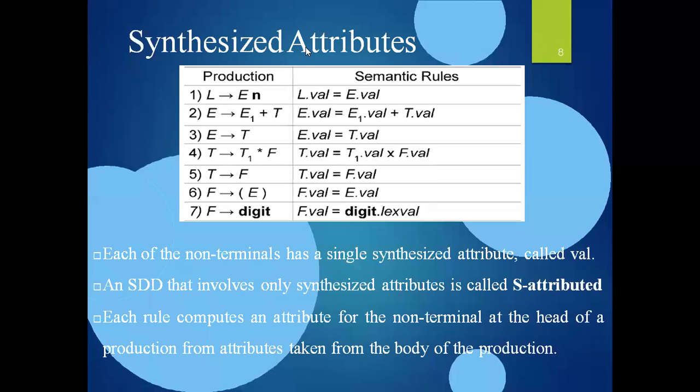So I am using an attribute like val here. Val is a type of attribute, dot val. With this attribute, I am defining the nodes. L dot val, E dot val. I am defining these with the nodes. Values of the attributes are defined here, right? And this is for the given production rules from the grammar.